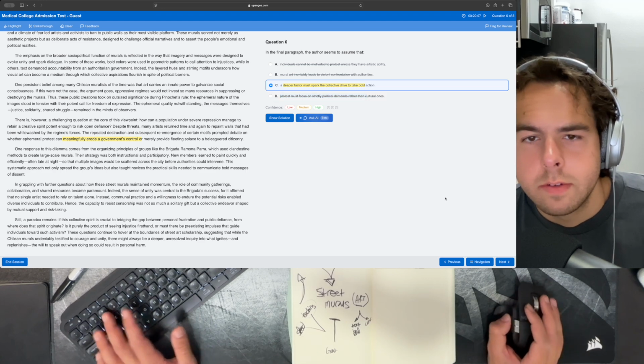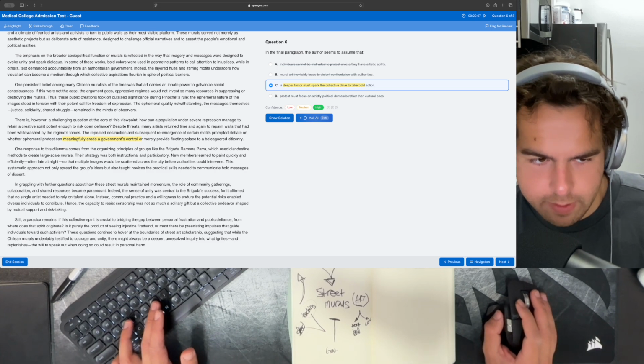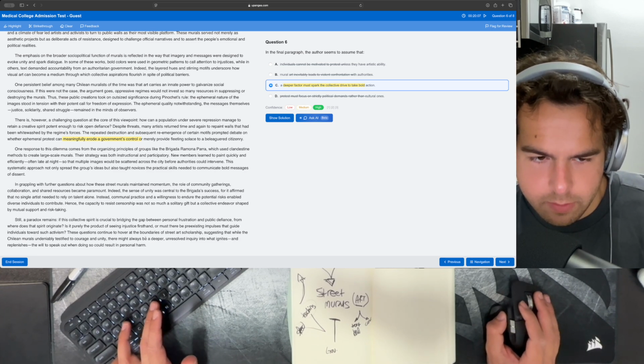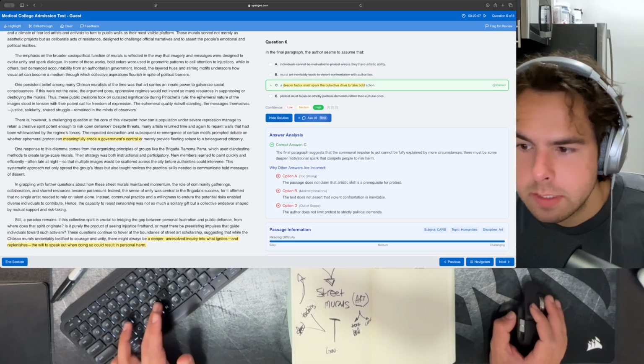That's not true. C is true. It literally says that in the last paragraph, where it says, is there a deeper unresolved inquiry into what ignites and replenishes the will to speak out when doing so could result in personal harm? That makes perfect sense.